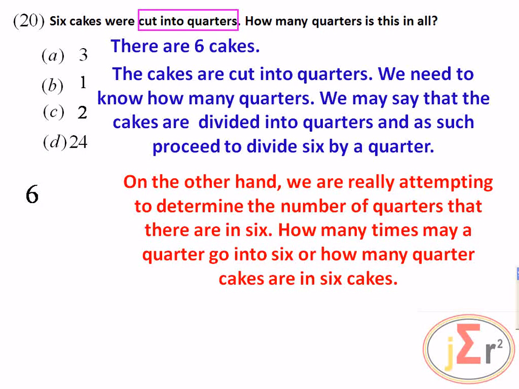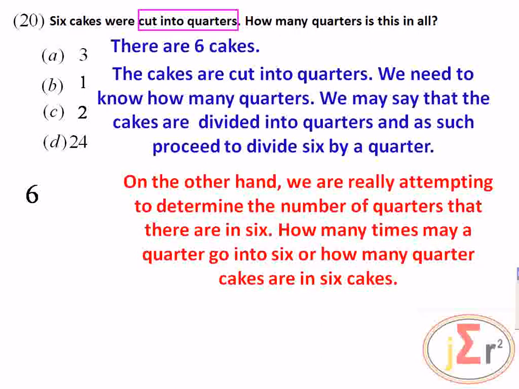How many 5s are in 20? 4. How did you get that? Because you divide 5 into 20. Right. So we divide 5 into 20. How many 5s are in 20? We say 4. 20 divided by 5 is equal to 4. So how many quarters are in 6? We say 6 divided by a quarter. It is the same question using different numbers, and the result is obtained in the same way.